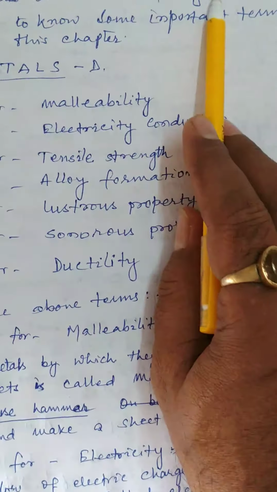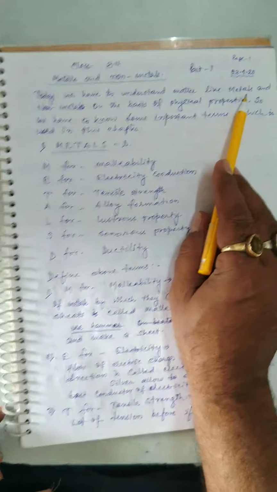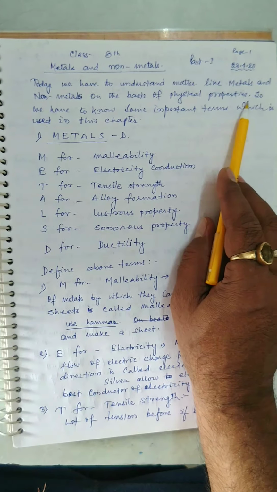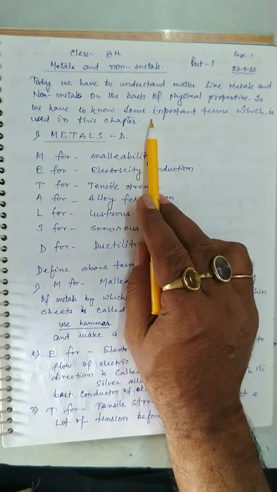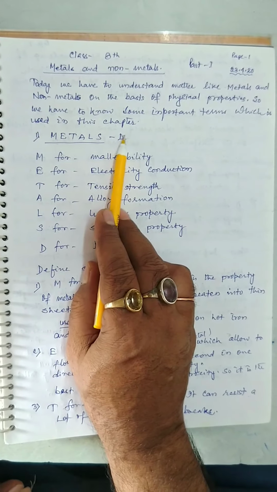Today we have to understand matter like metals and non-metals on the basis of physical properties. So we have to know some important terms which are used in this chapter.